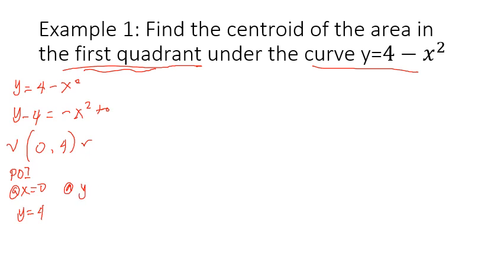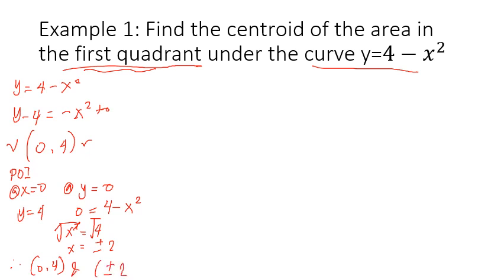At y equals 0, 0 is equal to 4 minus x squared. So we have x squared equal to 4. Get the roots of both sides. So x equals positive or negative 2. Therefore, our intersection points are 0, 4, and positive or negative 2, 0. Take note, we only need to consider the first quadrant, so we need to get the positive value. Right? So let's try to draw our curve.